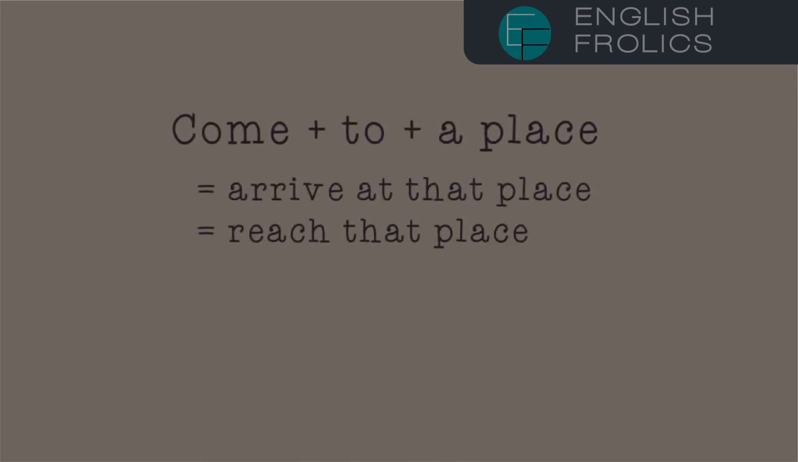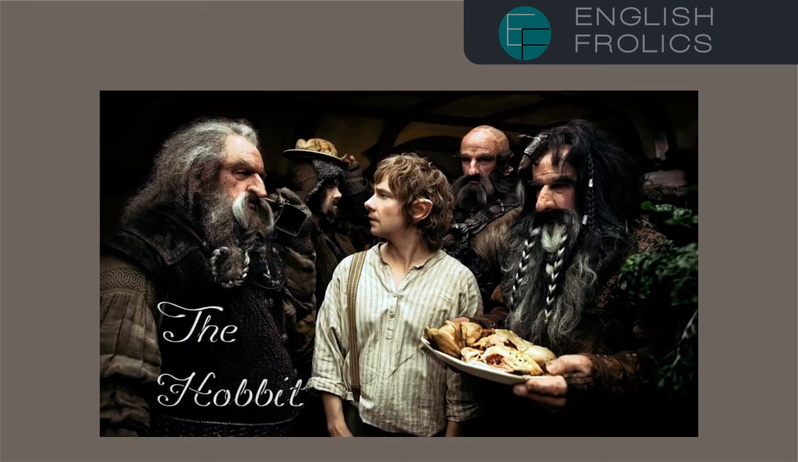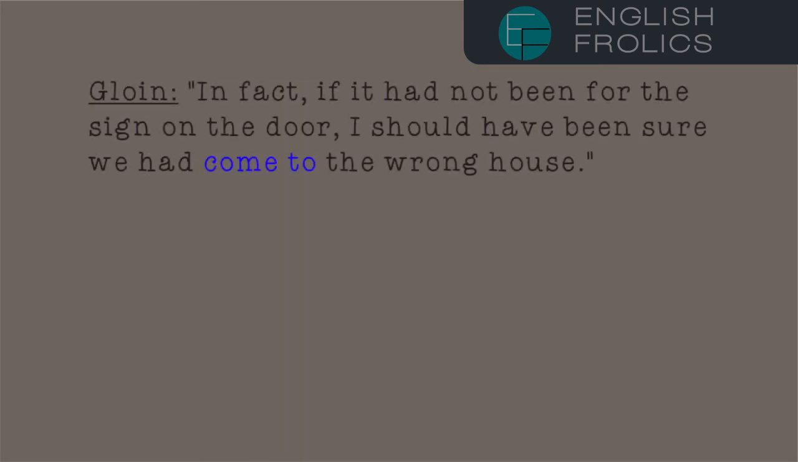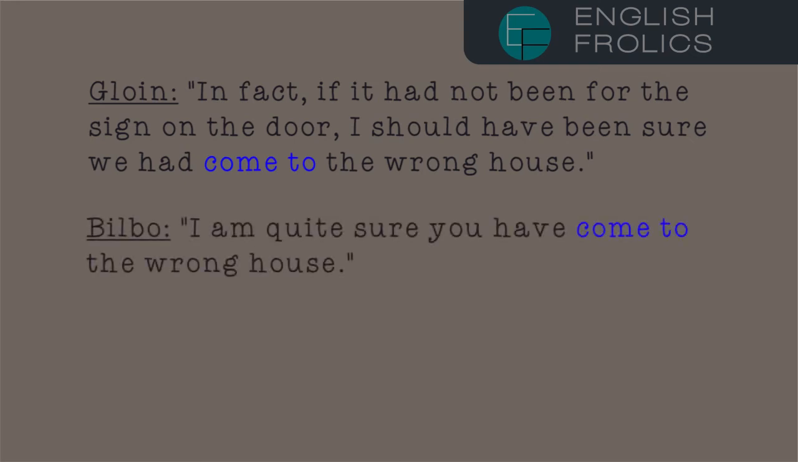Anyway, regarding the verb come, we use a lot of different prepositions with it, but we would say come to a place when we mean arrive at that place or reach that place. Let's have a few examples from the book The Hobbit. At the beginning of the book, the dwarf Gloin says, in fact, if it had not been for the sign on the door, I should have been sure we had come to the wrong house. And Bilbo answers, I am quite sure you have come to the wrong house.